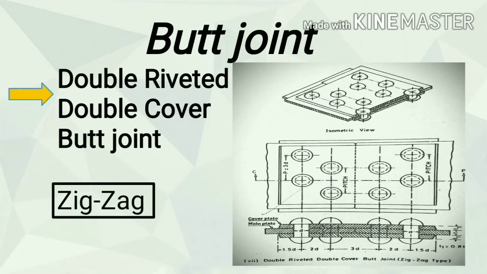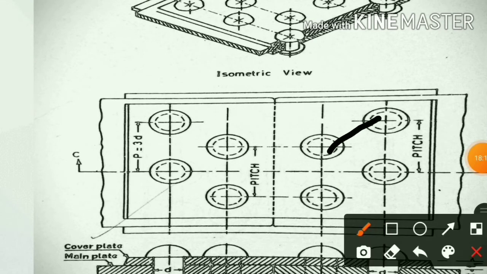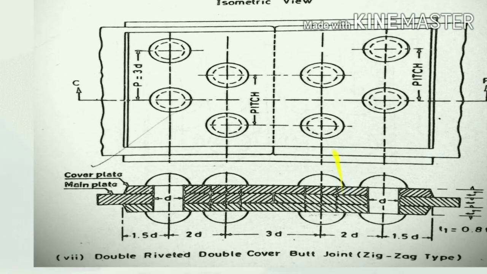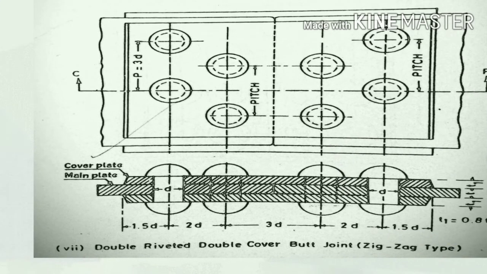Butt joint, double riveted double cover butt joint is zigzag. Zigzag means diagonally distance between two rivets. This is one diagonal, this second diagonal, similar here. When we cut the section, we found this type of section. Main plate, cover plate. T is main plate thickness, T1 is cover plate thickness. T1 is equal to 0.8t.